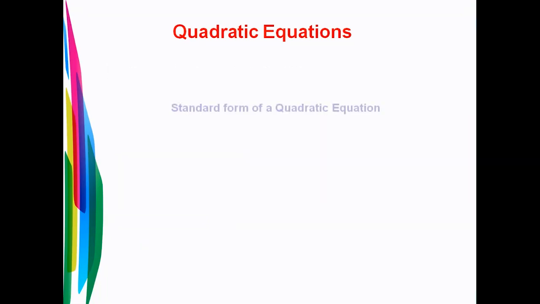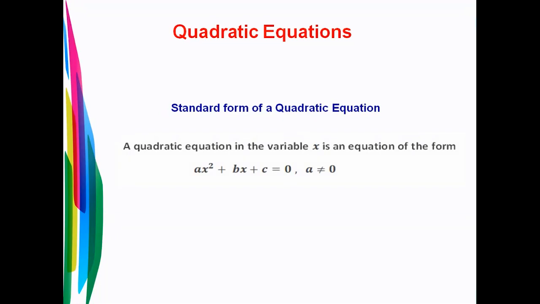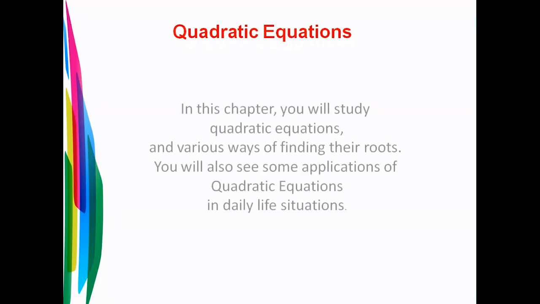Now, in this chapter, what are we going to study? The standard form of a quadratic equation. A quadratic equation in the variable x is an equation of the form ax square plus bx plus c equal to 0, where a should not be equal to 0. Because if a is 0, then it will no more be a quadratic equation, it will be a linear equation, bx plus c equal to 0. So specifically a should not be equal to 0; b can be 0, c can be 0. In this chapter we will study quadratic equations and various ways of finding their roots. We will also see some applications of quadratic equations in our daily life.